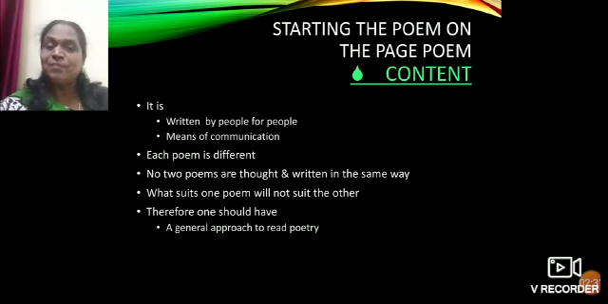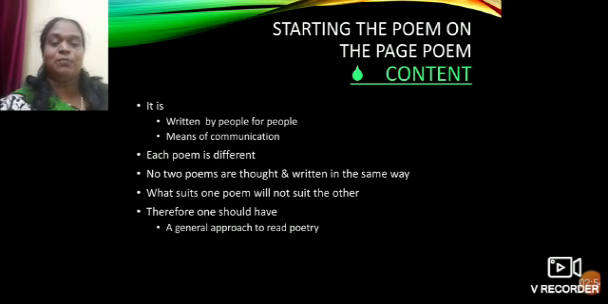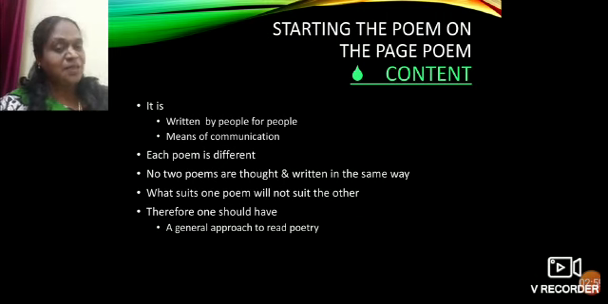And now each poem is different from another poem. That is to say, no two poems are the same and they are not thought or written in the same way. What is suitable to one poem may not be befitting to another poem. So, it might be different. But then, you cannot have individual ways or approaches to each of the poems because they are infinite in number. Therefore, you need to have a general approach to read poetry.